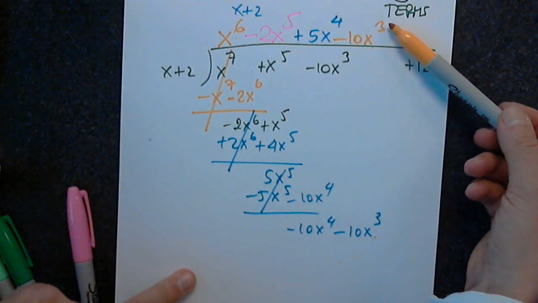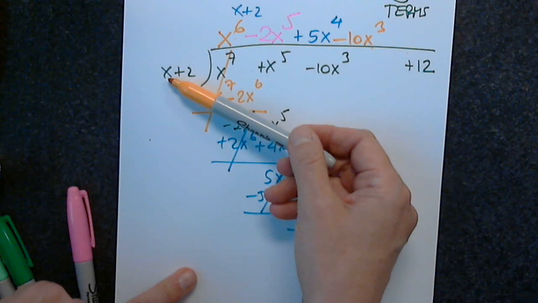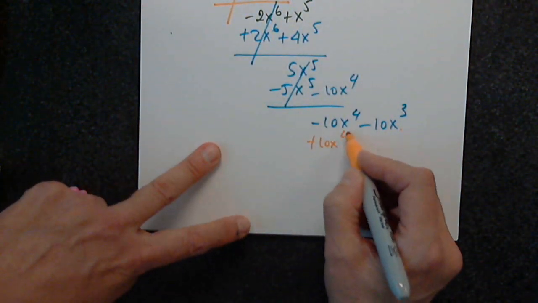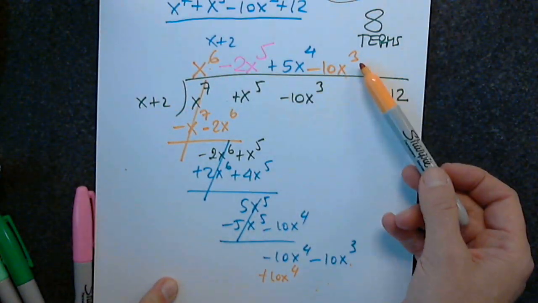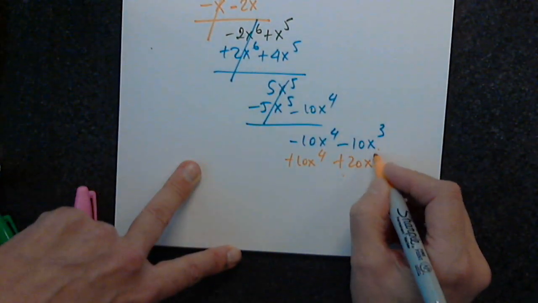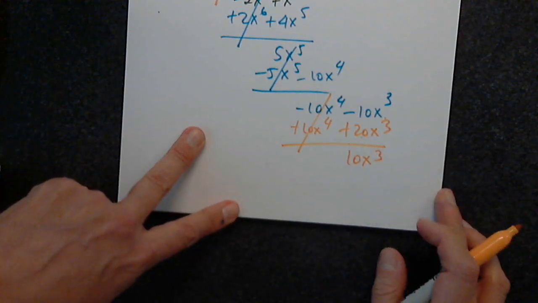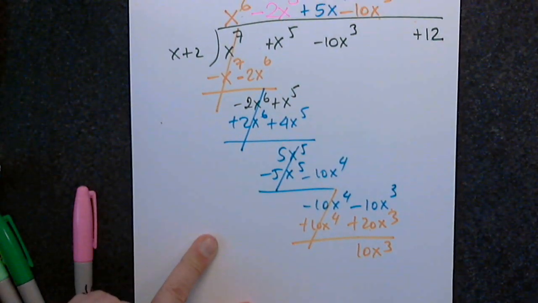So negative 10x to the third times x. We're just enforcing the method, basically. So it's negative 10x to the fourth, but positive 10x to the fourth. Negative 10x to the third times 2 is negative 20x cubed, so positive 20x cubed. So then this is 10x cubed. X times what is 10x cubed now?